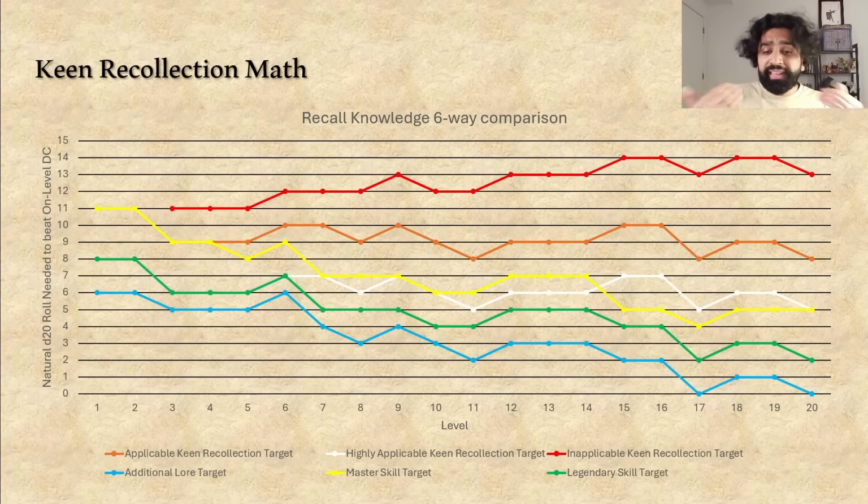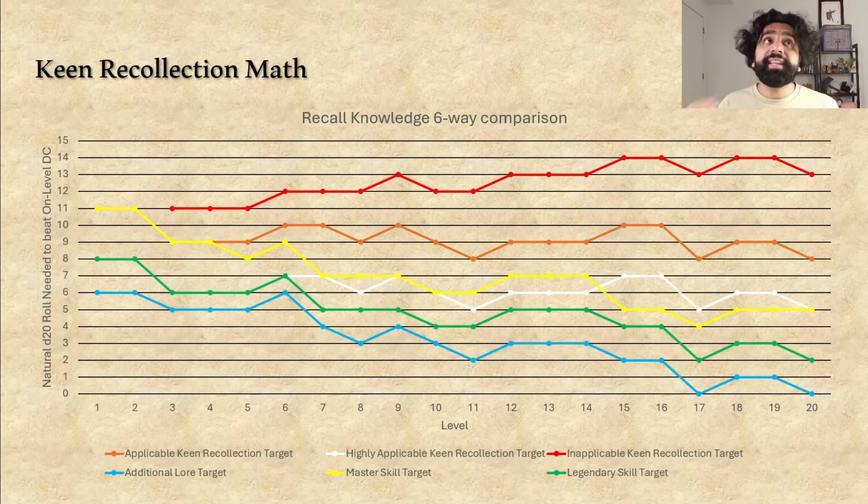And as you get into mid-level play, it starts catching up with the highly applicable keen recollection line and actually exceeds it for high-level play at levels 15 and higher. The white line, highly applicable keen recollection, is the one where you're allowed to use specific lores. So -5 because you fought a bog dragon with bog dragon lore.